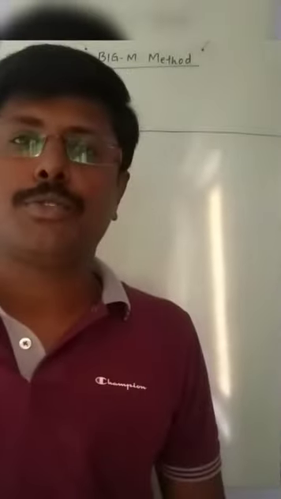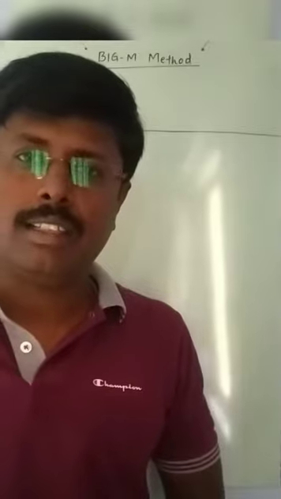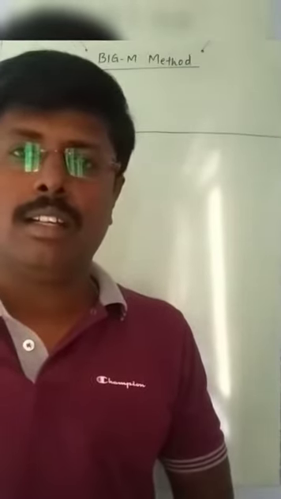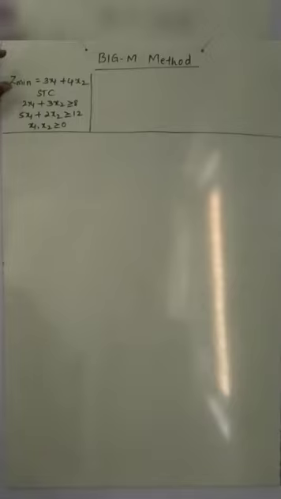Okay, my dear students, today we are going to discuss the Big M method. We'll take a problem and I'll explain how you can solve problems using the Big M method. So they have given the problem like this: z minimum equal to 3x1 plus 4x2 subject to the constraints.